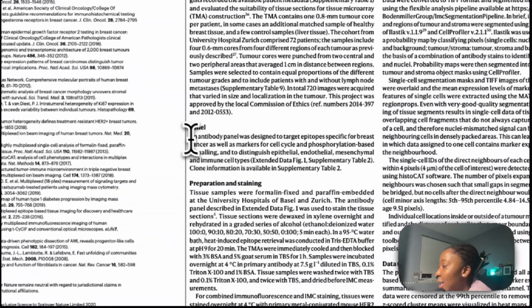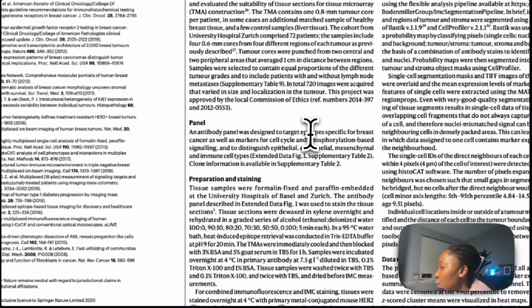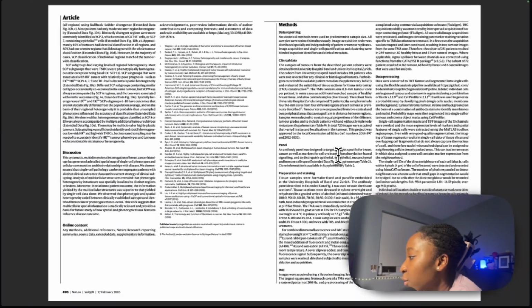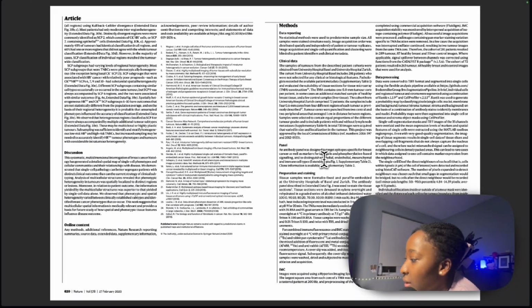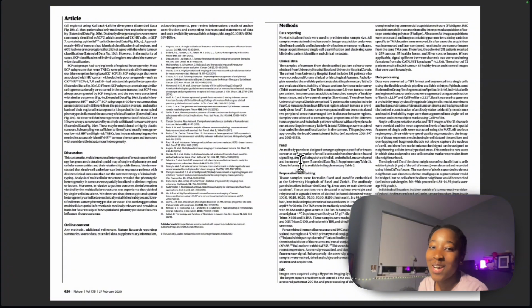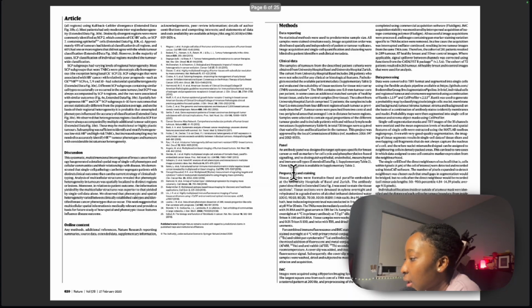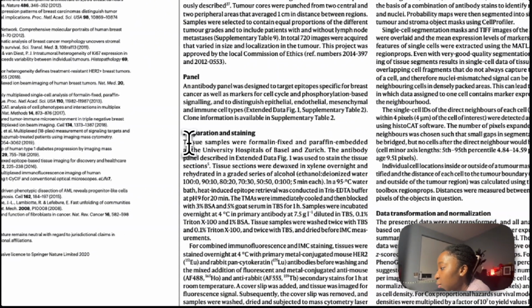The panel, an antibody panel, was designed to target epitopes specific for breast cancer, as well as markers for cell cycle and phosphorylation-based signaling to distinguish epithelial, endothelial, mesenchymal, and immune cell types. I understand all of that. Oh my gosh, I've come so far. Yeah. And then we look at the preparation and staining. Tissue samples were formalin fixed, paraffin embedded, FFPE samples.